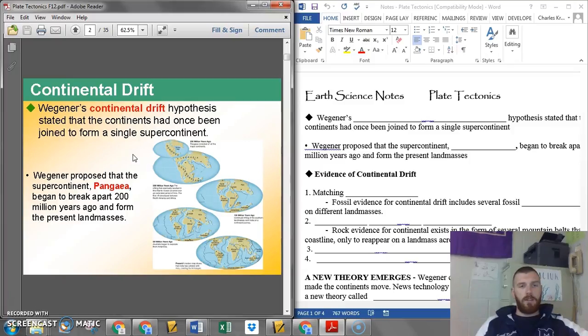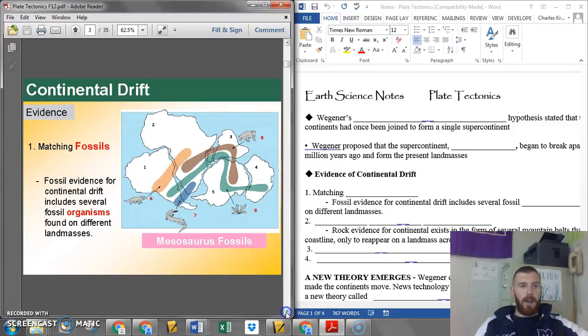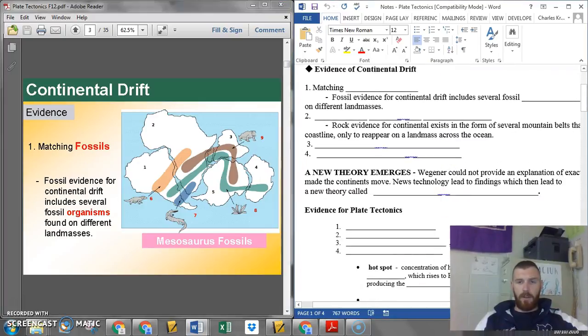So, Wegener's continental drift hypothesis stated that the continents had once been joined to form a single supercontinent. Wegener proposed that the supercontinent Pangaea began to break apart about 200 million years ago and form the present land masses that we have today. So here's some evidence that supports the continental drift theory.